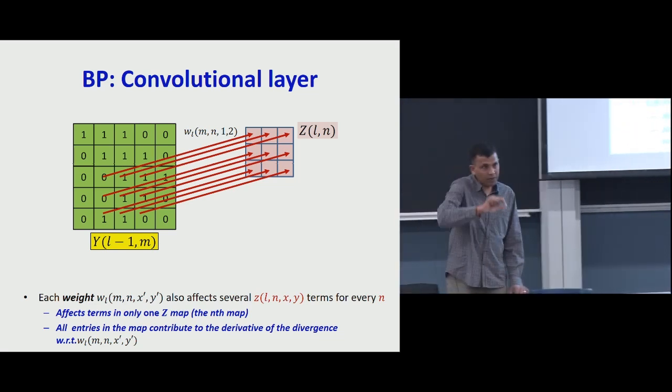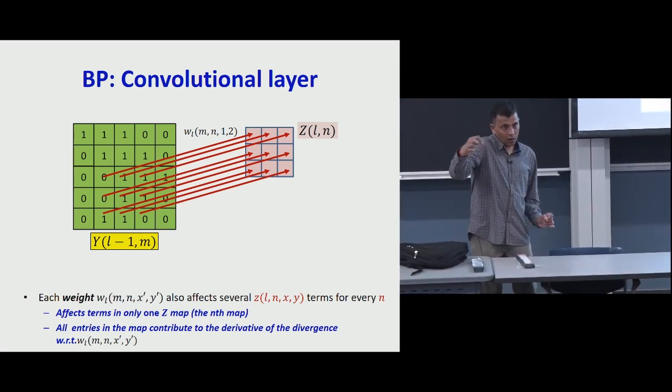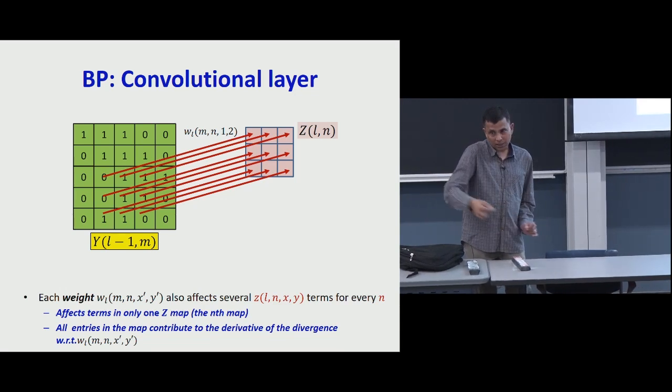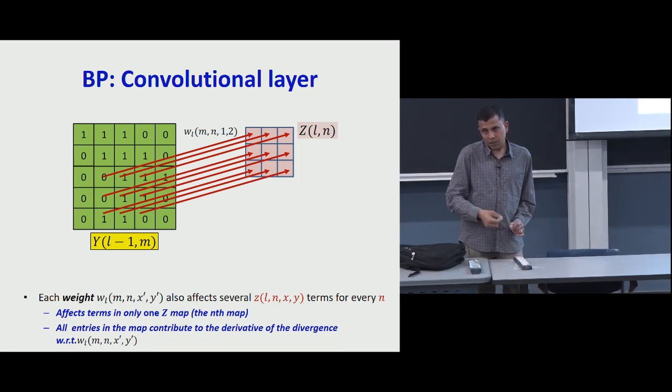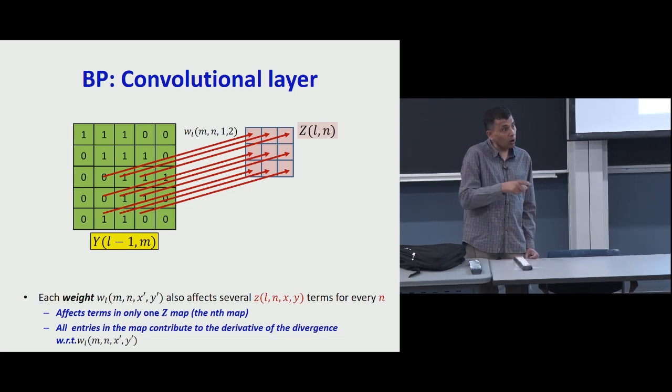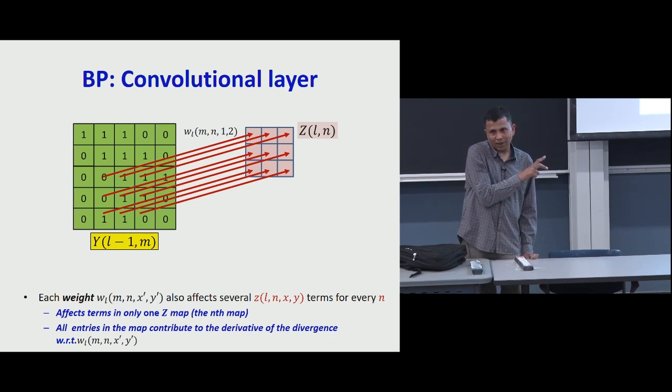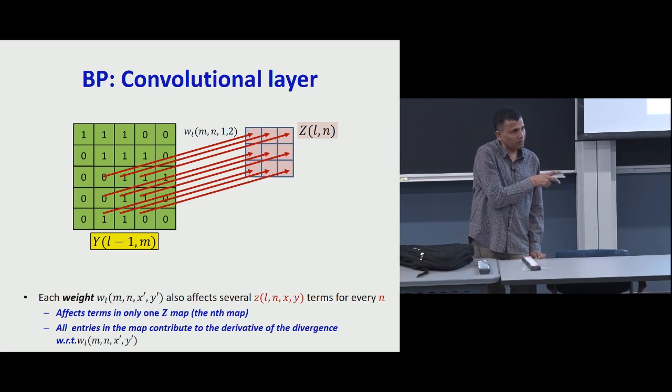So every single y contributes to a corresponding z through this w. So any given weight contributes to the computation of many z's, and in each case it actually uses a different y. Is this coming across? I mean, I don't know if I managed to explain it clearly enough. The figure should be explanatory, right?